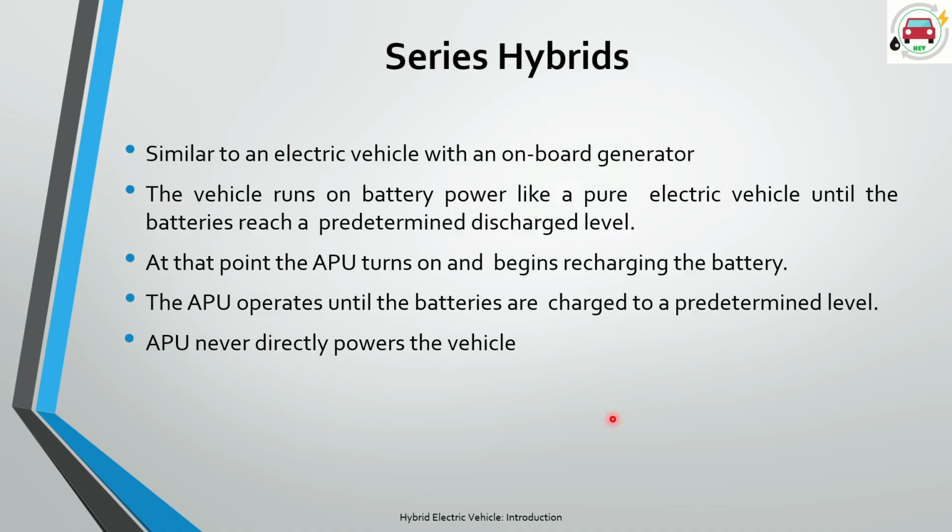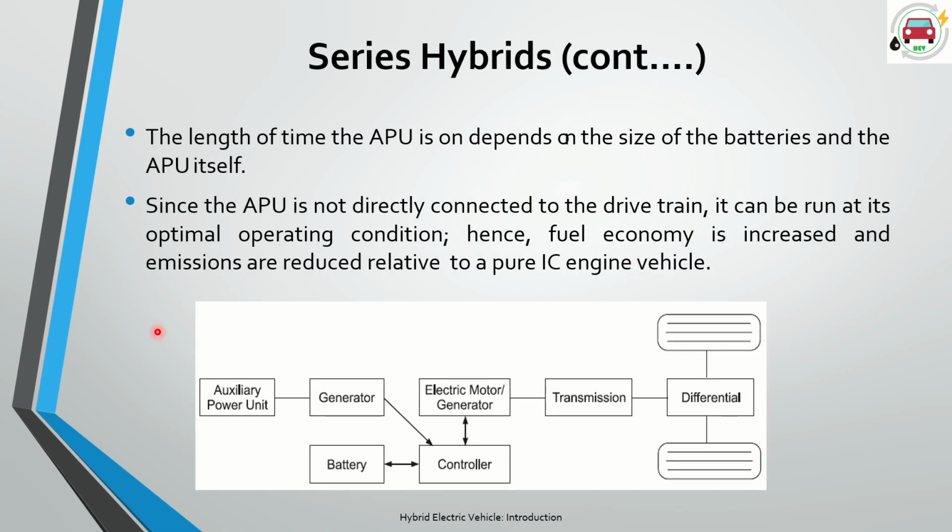And the APU never directly powers the vehicle. The APU, that is the engine, is never connected to the power unit. So this is the big difference between series hybrid and parallel hybrids. Okay, so see how the series hybrid is going to work.